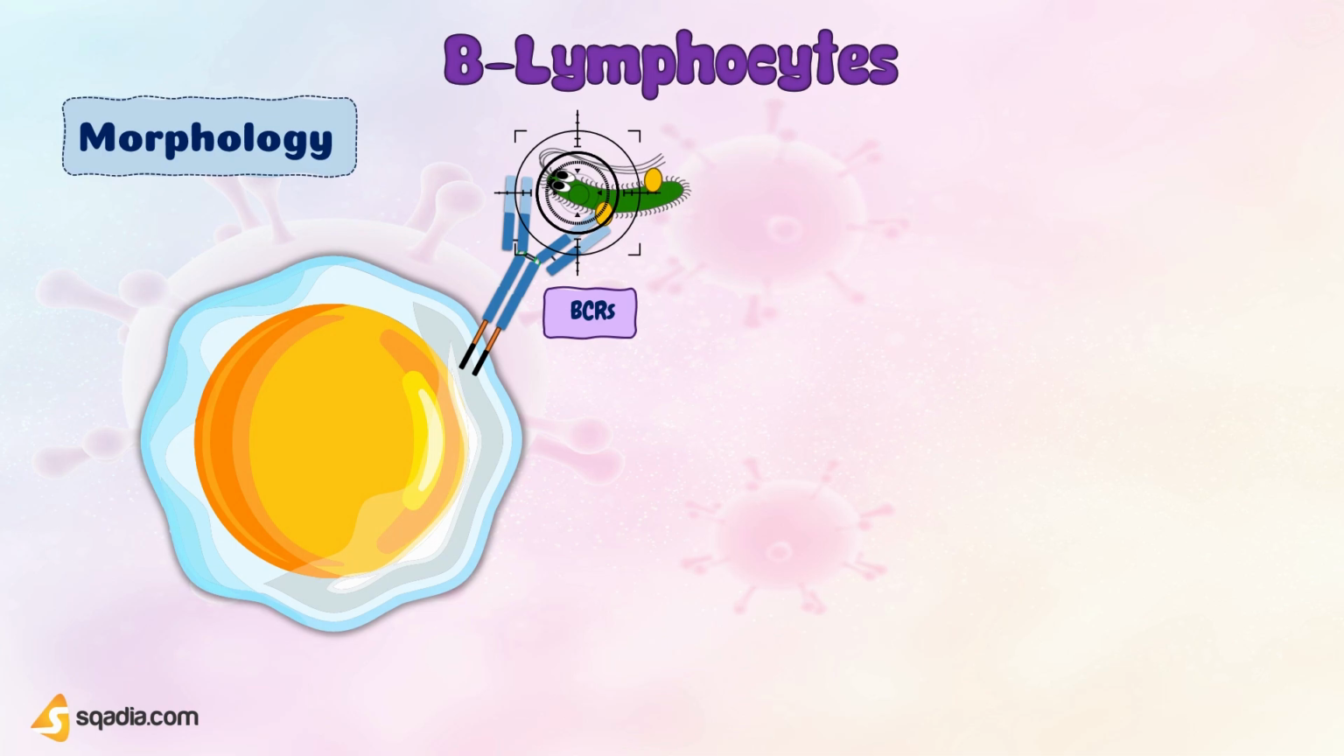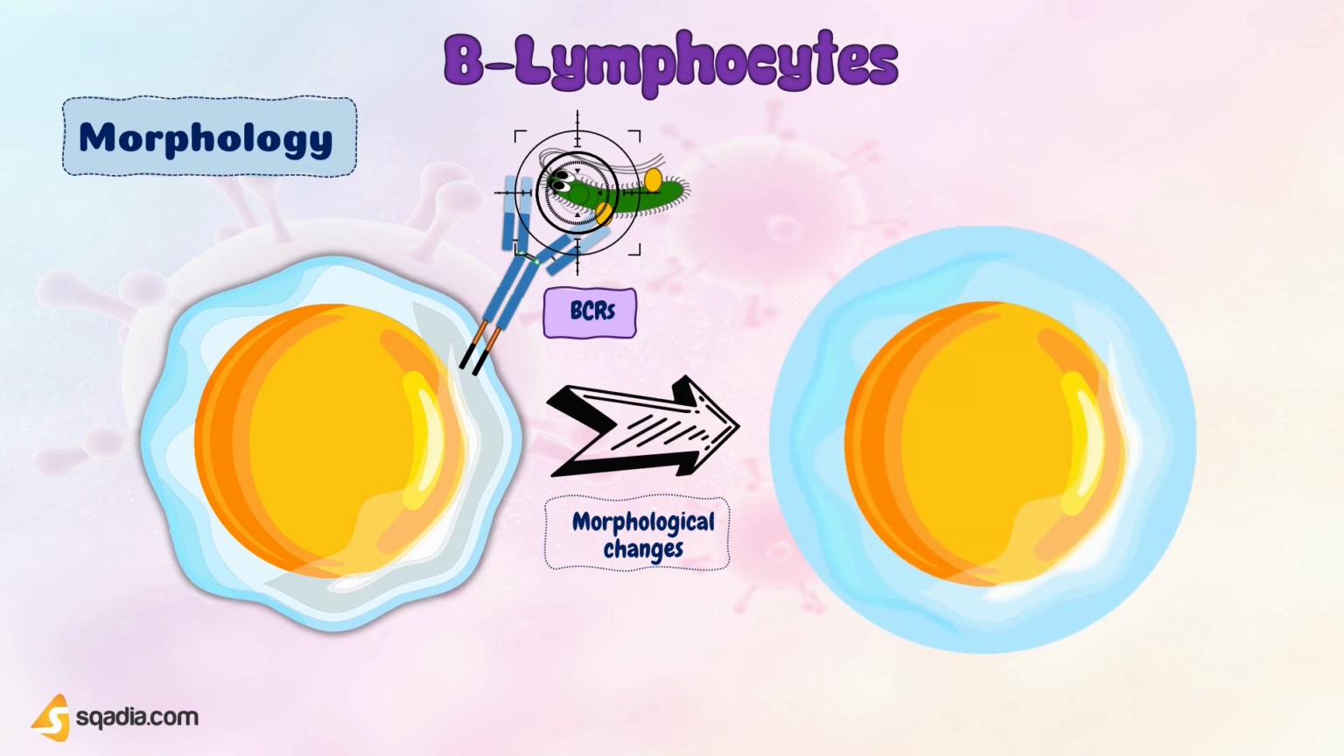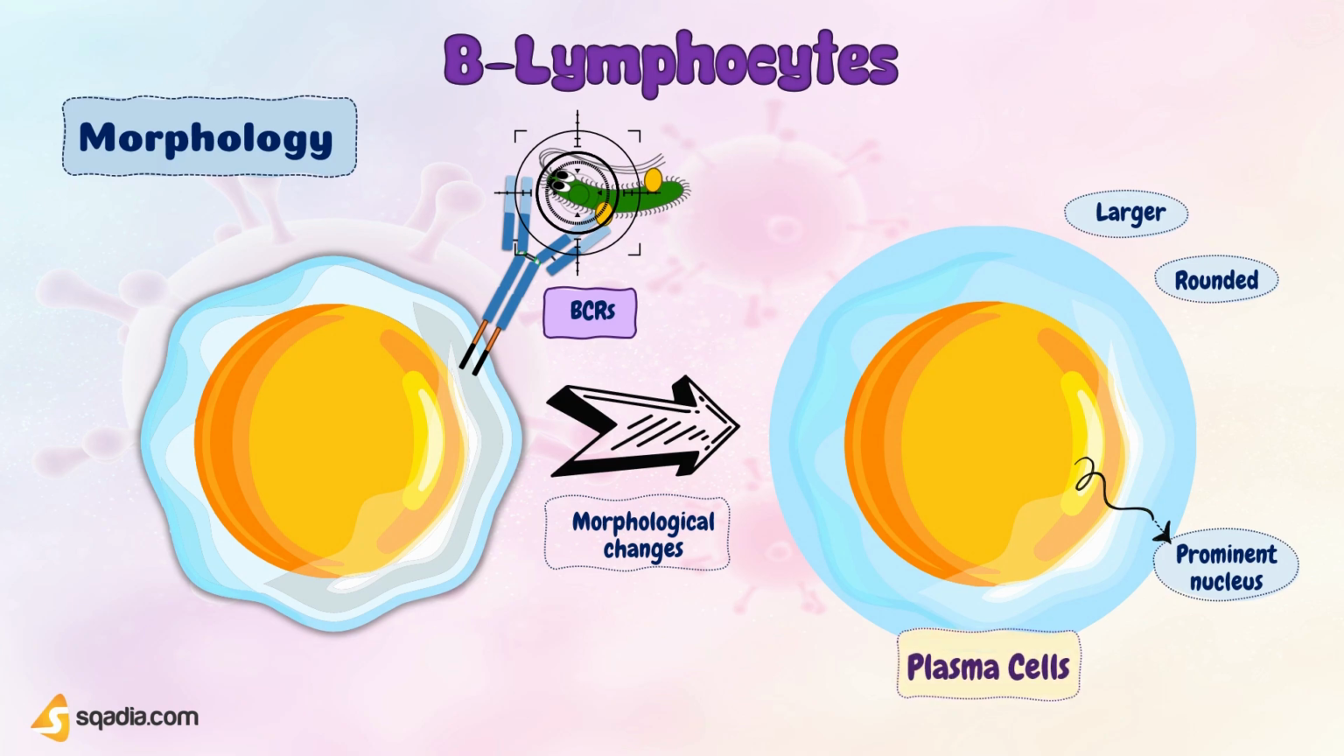When B lymphocytes encounter an antigen that matches their BCR, they undergo activation and morphological changes. Activated B cells become larger and more rounded, and their nucleus becomes more prominent. The cells that are formed after B cell activation and proliferation are named plasma cells. Plasma cells are specialized and mature B cells dedicated to producing and secreting large amounts of antibodies.